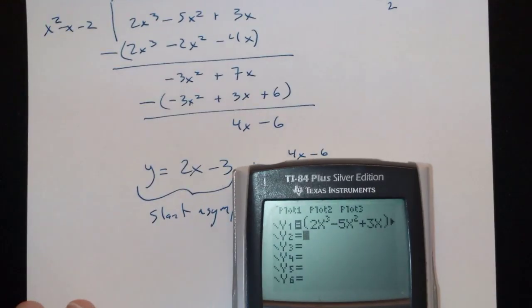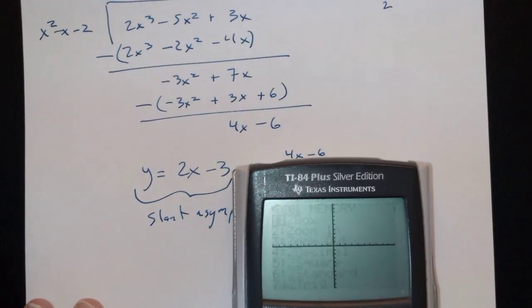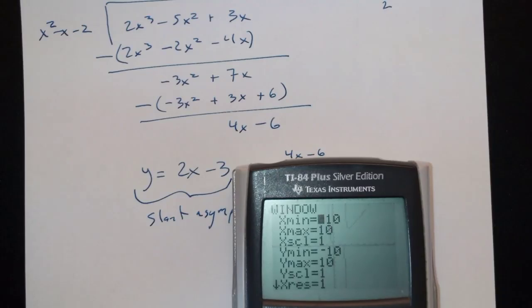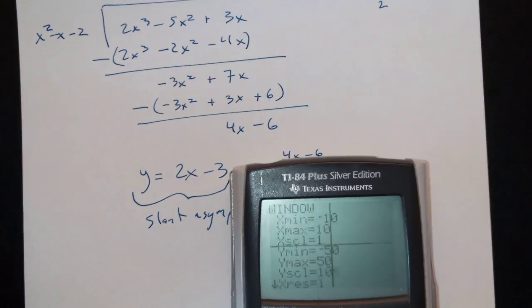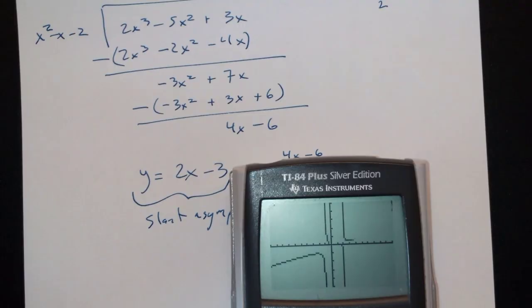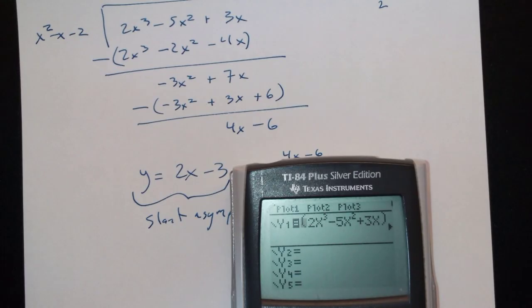I'm going to graph this on a fairly big window. We'll start with the standard window, and then we'll make it bigger. I don't see very much here, right? There are asymptotes in the middle of this thing because there are places where the denominator is 0. But now I'm going to graph that line.